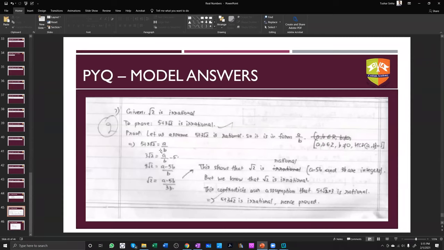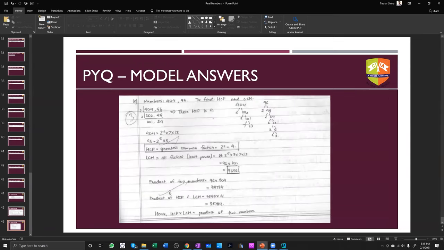Now 5 plus root 3, same thing that we did, transposing. And this shows that root 2 is rational. A minus 5b and 3b are integers, but we know that root 2 is irrational. This contradicts our assumption that 5 plus 3 root 3 is rational. So hence 5 plus 3 root 3 is irrational, hence proved. This is what, 2 marks? All this effort for 2 marks. Okay, this was a 3 marker.